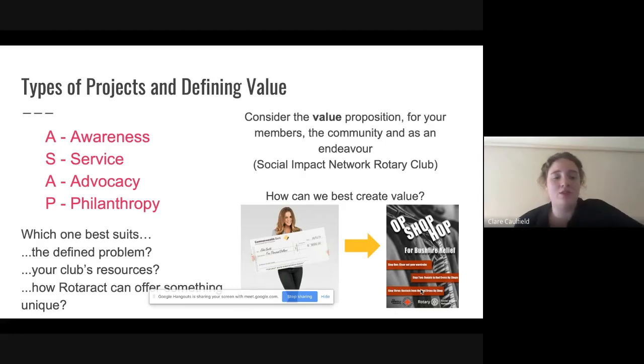So which one best suits the problem that you've identified, what your club's resources are right now in terms of everyone's availability and time and the skills that they have, and what Rotaract can offer in general as well.